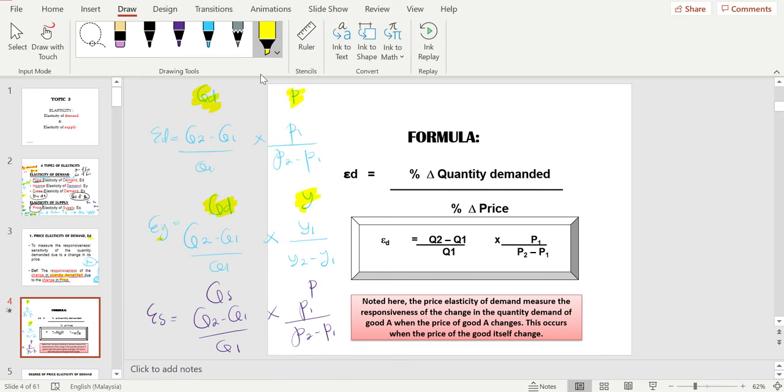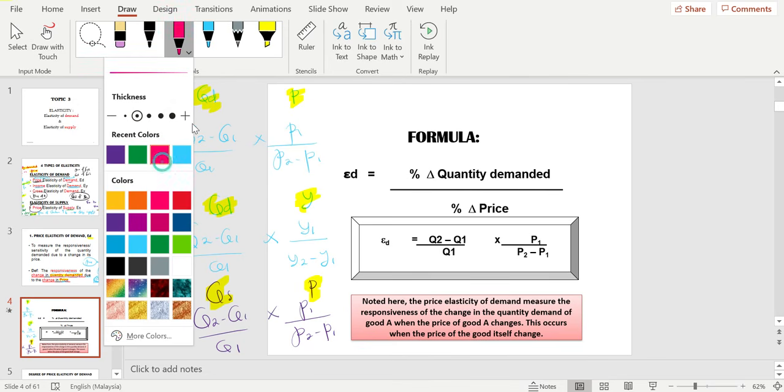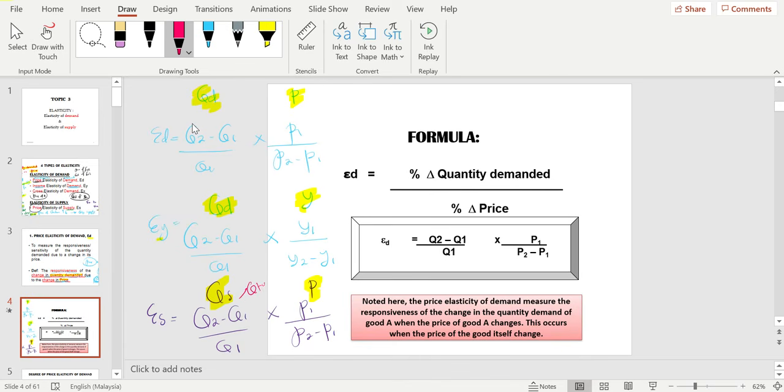So basically, the formula for ES is the same as ED. Just that you know, for ES, here this is quantity supply, but here this is quantity demand. Okay, very simple. Alright, for the formula of E, what else do we have to do? ED is done, EY, EX.